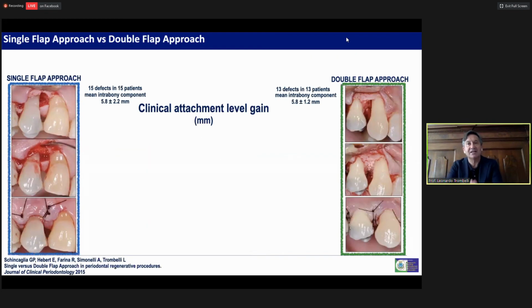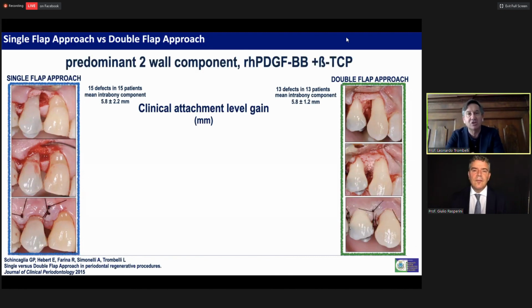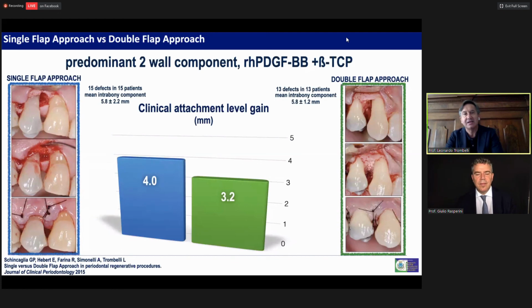In this second study, we did exactly the same thing. We randomly compared 15 defects in 15 patients treated by single flap approach with 13 defects in 13 patients with the double flap approach. But this time, since we treated predominantly 2-wall component defects, we used a regenerative technology based on the combination of beta-tricalcium phosphate and recombinant PDGF. Again, we observed that with the double flap the clinical attachment gain was 3.2 millimeters, which increased to 4 millimeters with the single flap approach.